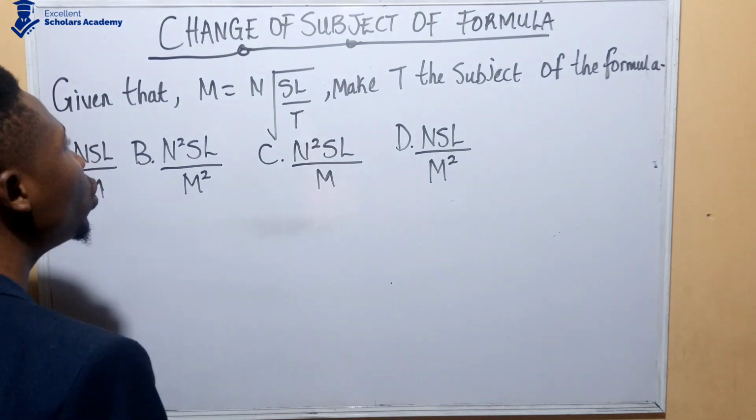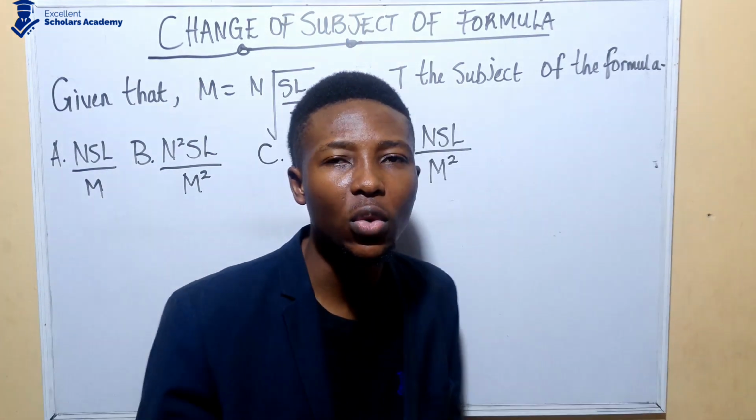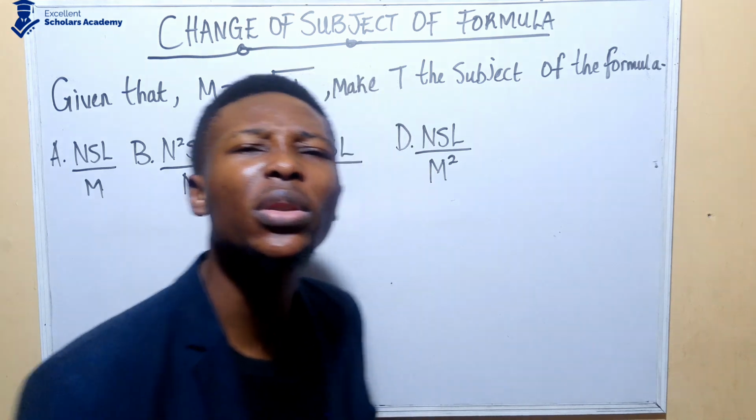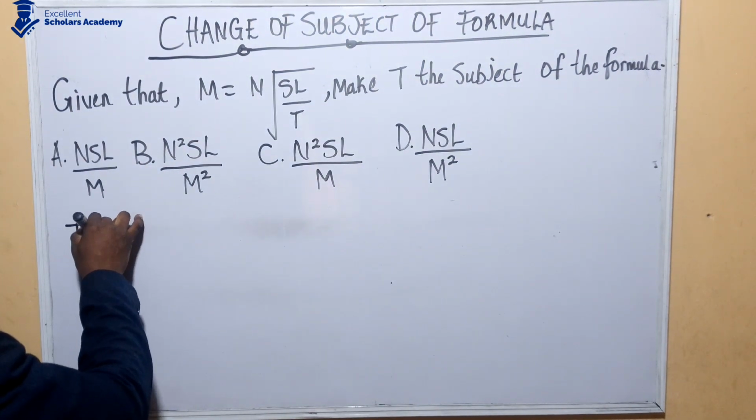Now, how do we do that? Like I said, square can cancel square root and square root can cancel square. So we're going to take the square of both sides, all right? So take the square of both sides.